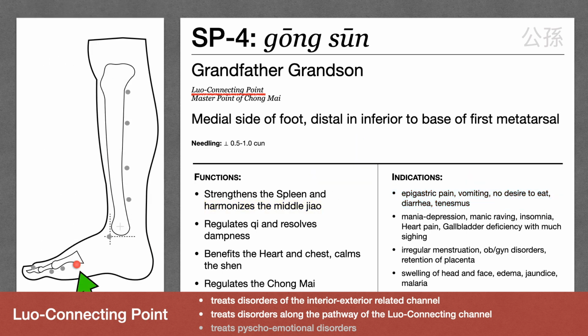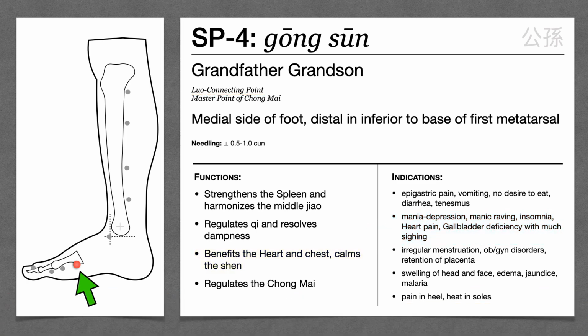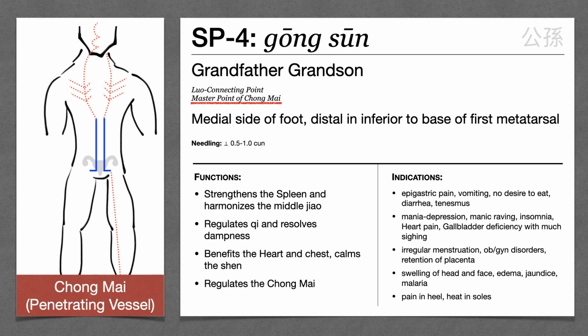Luo connecting points are also used to treat psycho-emotional disorders, and this is especially true here because the spleen channel connects to the heart. Spleen 4 is also the master point of the Chong Mai. The Chong Mai is one of the 8 extraordinary channels. In women, this channel begins in the uterus, and it's also known as the Sea of Blood. So that's why we see spleen 4 treating gynecological disorders.